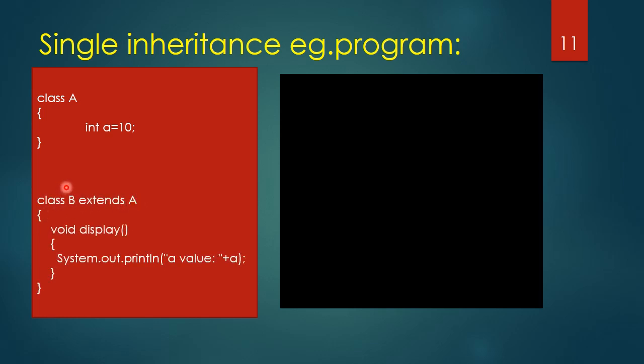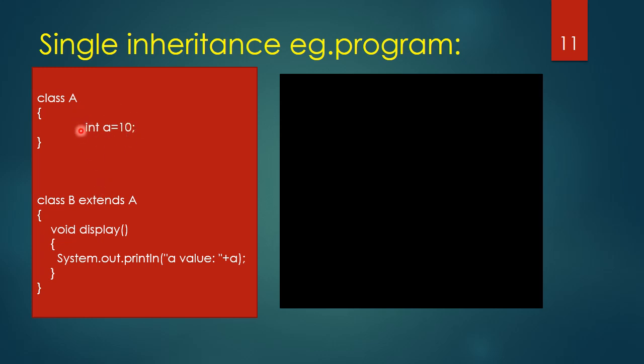That means class B is the subclass, class A is the superclass, and using the extends keyword we create a subclass to any other class. I have taken a display method, and here I am printing only the a value. If you observe this program, in class B the a variable is not declared, but without declaring it I am trying to print that a value, and it is possible because class B is the subclass of class A.